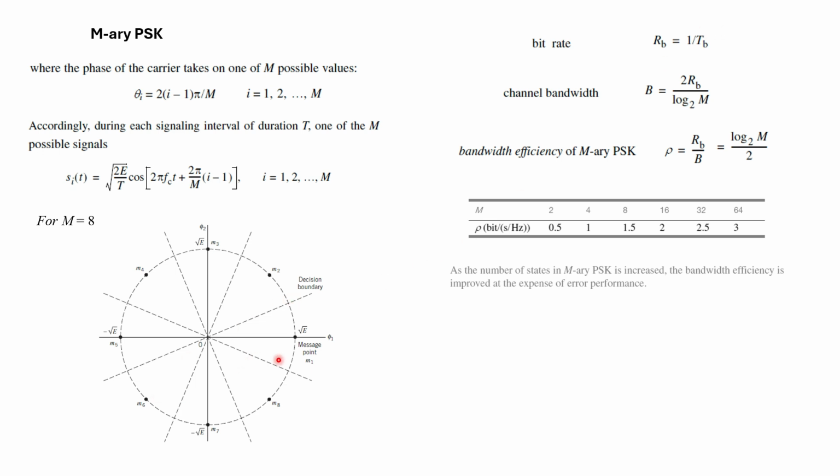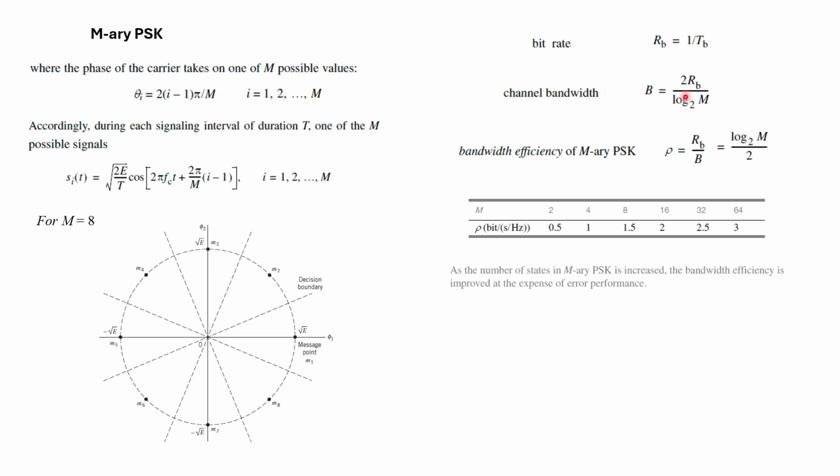So here we can observe there are 8 message points. So how to identify the decision boundary? The decision boundaries for this are as shown here. The decision boundary for the different message points identification: first message point, second message point, third message point, fourth, fifth, sixth, seventh and eighth message points.